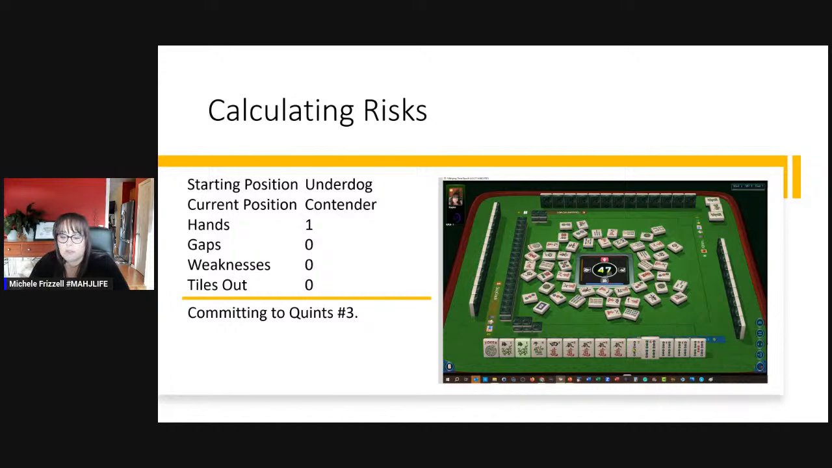We have three discards, and we have two more picks from the wall. So we're looking pretty good.